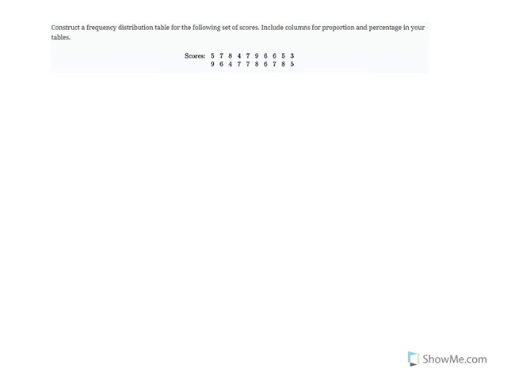Construct a frequency distribution table for the following set of scores. Include columns for proportion and percentage in your tables. Begin by making a rough draft of everything you need in your table.